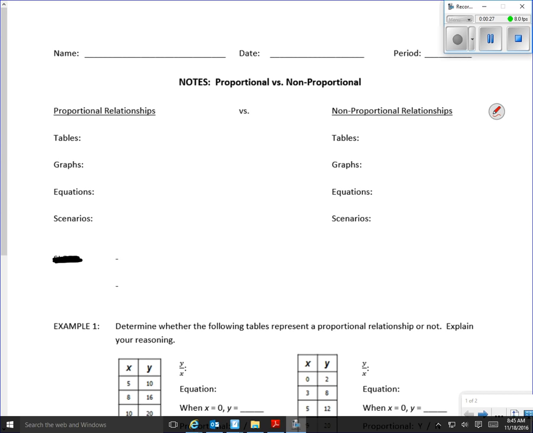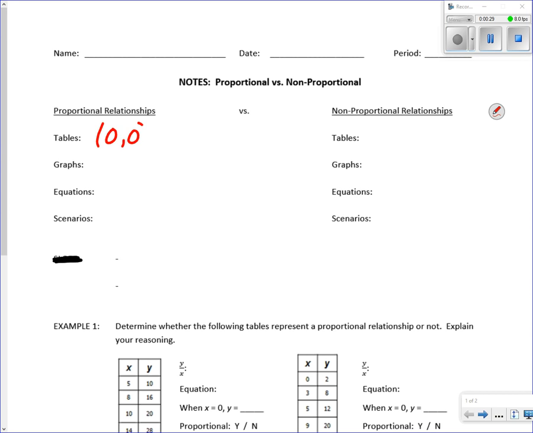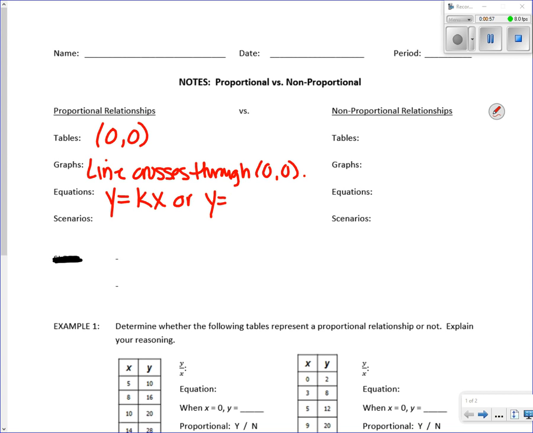In a table, you will see the point 0, 0, or have the possibility of seeing the point 0, 0. It may not show up, but that doesn't mean that it's not there. In a graph, you know it's proportional when your line crosses through 0, 0. We have spent a lot of time talking about this. In an equation, our equations are either going to be in y equals kx form, where k is your rate of change, or it could be y equals mx, where remember m is your slope, which is the same exact thing as rate of change.